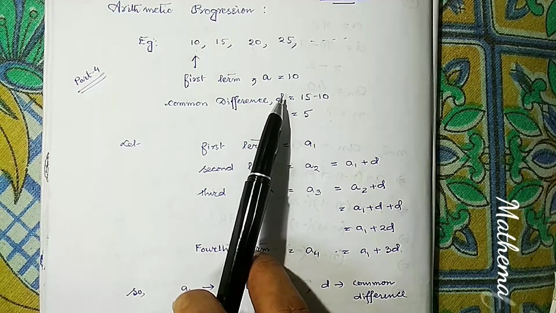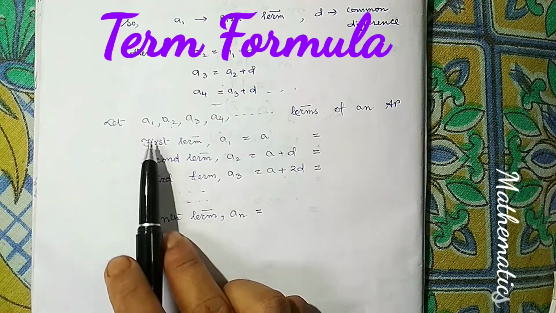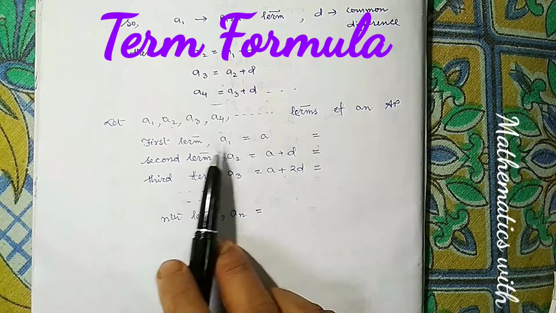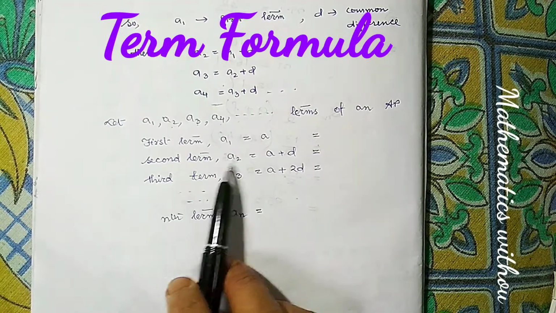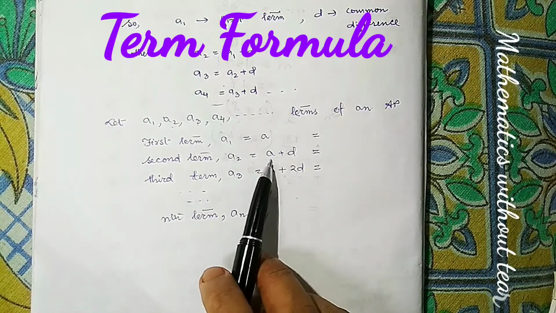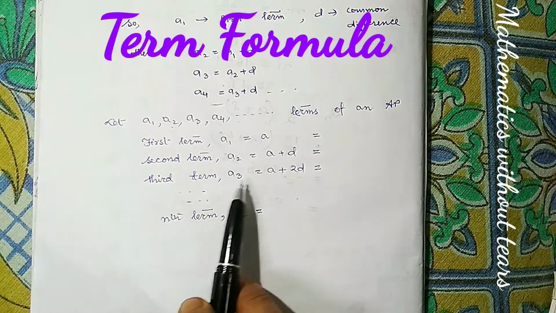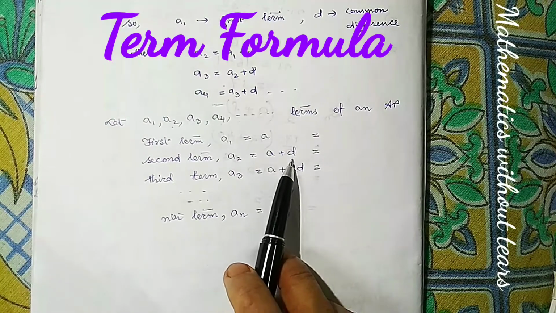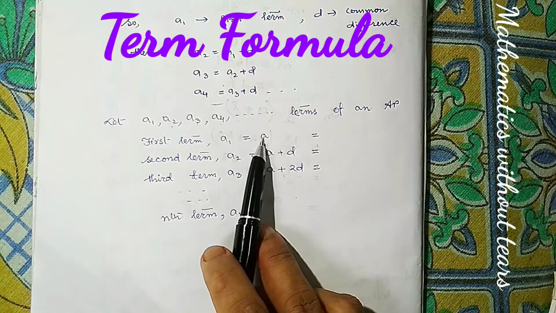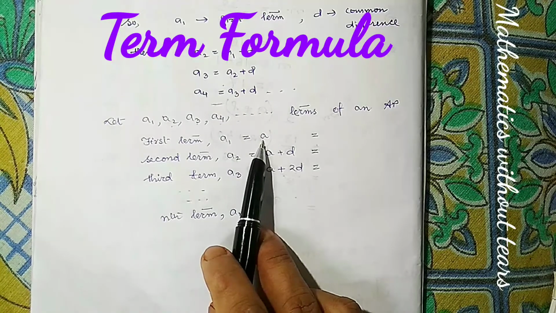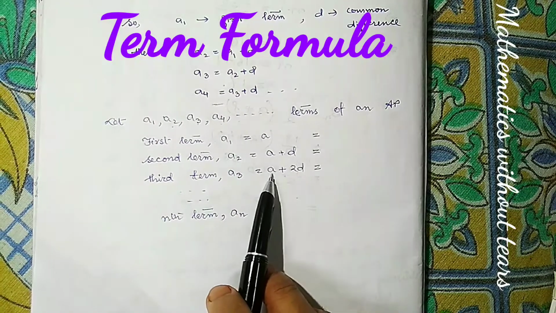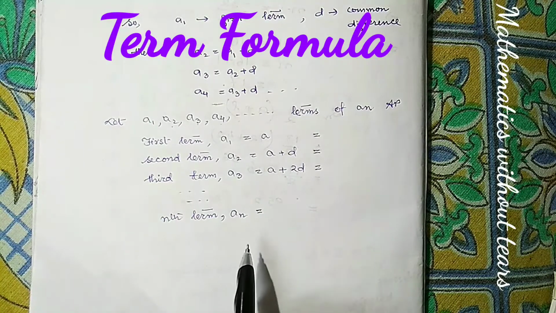Now we are going to derive the nth term formula. Suppose A1, A2, A3, A4 are the terms of an AP. Then first term A1 will be A. Second term A2 will be first term plus common difference, and here the common difference is D, so it will be A plus D. Third term A3 will be A plus D plus D, that means A plus twice D. Whenever we add common difference to one term, we get the next term. So first term is A, second term will be A plus D. If I add D to this one, I will get the third term. In this way I will get the other terms.